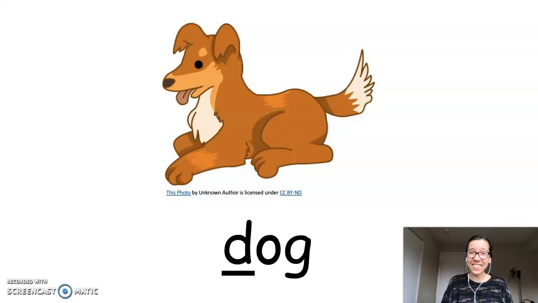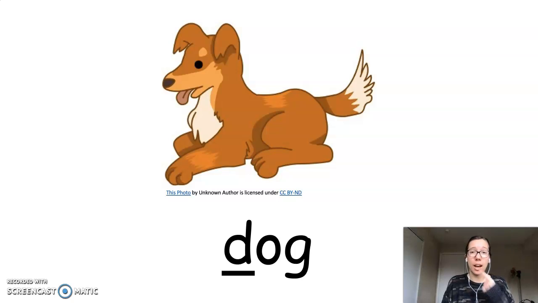Did you guess D? Good job! So the first sound we hear in dog is d, made by the letter D. Now be careful, some people want to put a B at the beginning of this word, but remember, B says B, and D says D.